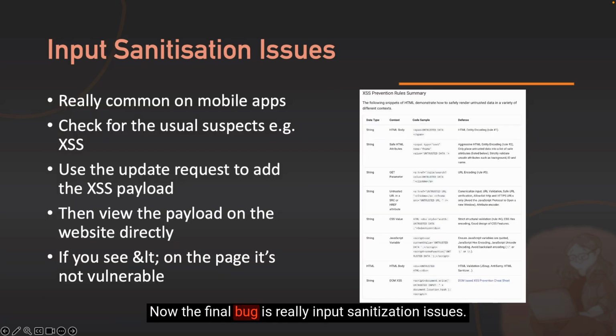Now, the final bug is really input sanitization issues. So common on mobile apps. People don't realize that you could type a cross-site scripting payload into a mobile app, and then when you access it on the website, it will actually still render that JavaScript, because you're not going to do XSS on your phone. Very common in APIs as well. You're not going to access the API on your device, so nobody is going to do any input sanitization. Well, by the time you then load it up on your phone, would you look at that as cross-site scripting?